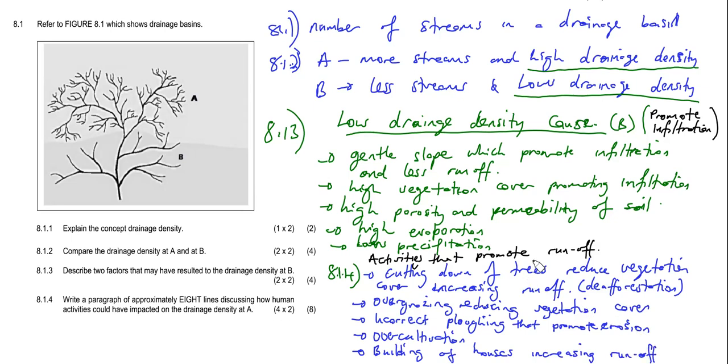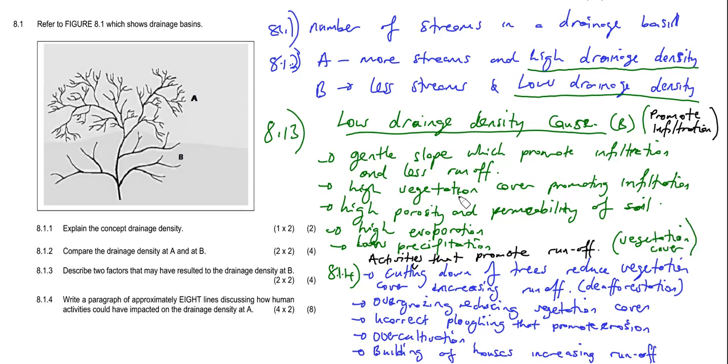So when we're talking of these activities that promote runoff, we're just talking of how our activities affect vegetation, because here mainly we are focusing on activities affecting vegetation cover. So let's just indicate there that what we are focusing more on here is vegetation cover. That's the most part here.